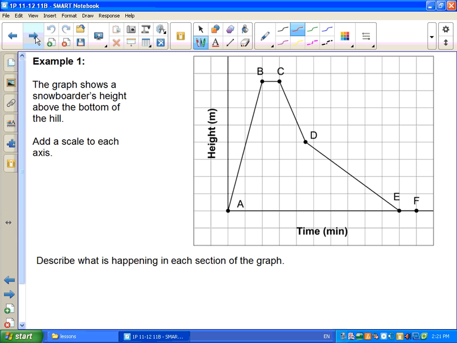So the graph that we have looks like this right here. Example 1. The graph shows a snowboarder's height above the bottom of a hill. We've got height on the vertical axis, and we've got time in minutes across the horizontal axis. So this is kind of like a distance time graph, but we're not looking at distance away from the CBR. We're looking at height above the bottom of the hill. So right down here, this would be the bottom of the hill.